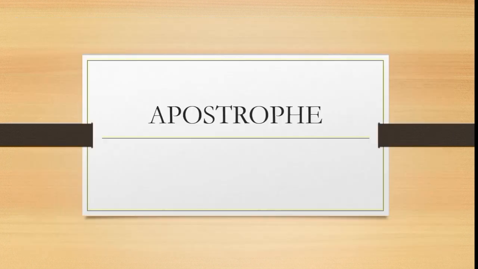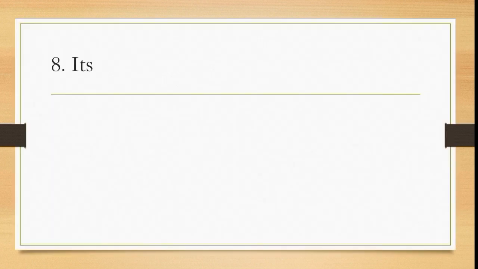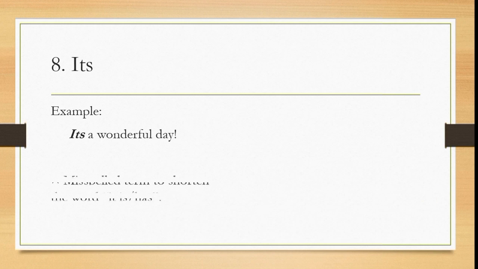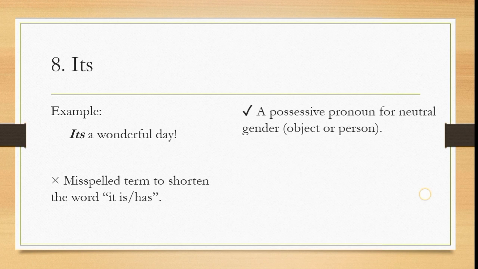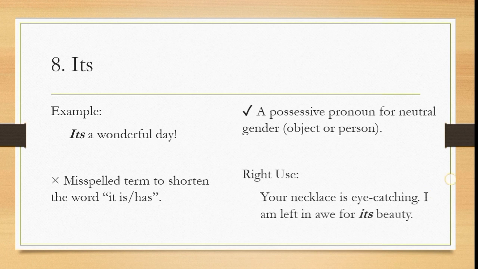Now let's proceed with apostrophes from the words it's and its. "Its a wonderful day," is a mistake because it is used as a shortened term of the words it has when it's supposed to be a possessive pronoun for neutral genders. It could be an object or a person. Example, your necklace is eye-catching. I am left in awe for its beauty. The word its here is used as a pronoun in order to substitute necklace, which is a neutral gender of an object.